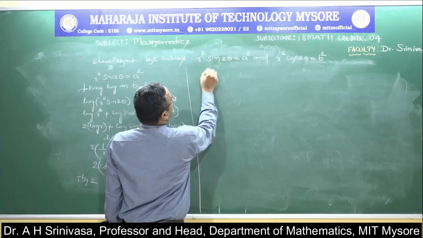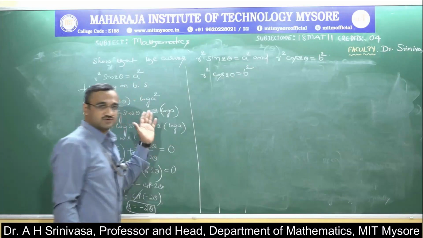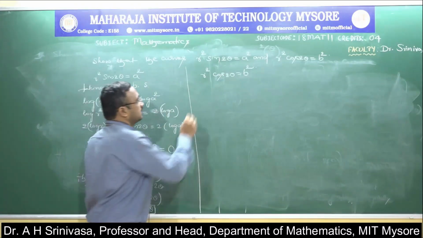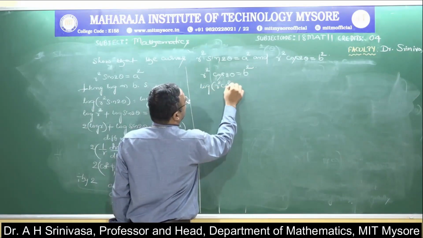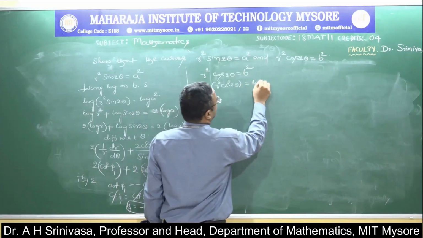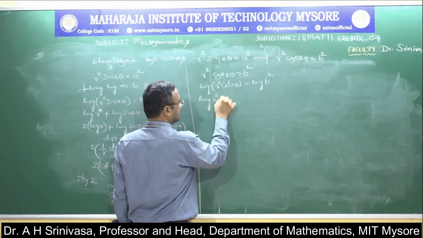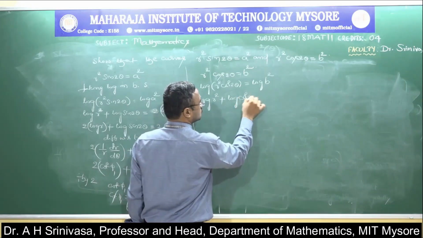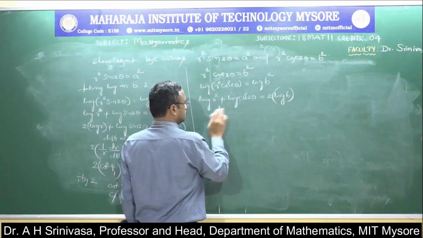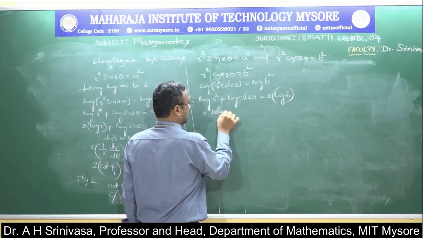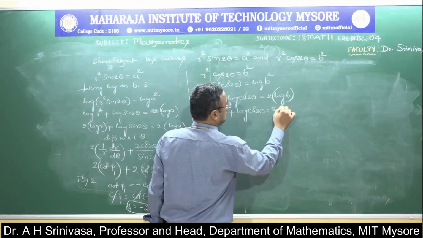Next, the same procedure I adopt for the other one, r square cos 2 theta equal to b square. First you take the log on both sides, then simplify. This becomes log of r square cos 2 theta equal to logarithm of b square. Log r square plus logarithm of cos 2 theta should be equal to 2 times log b. Then 2 log r plus logarithm of cos 2 theta equals 2 log b.